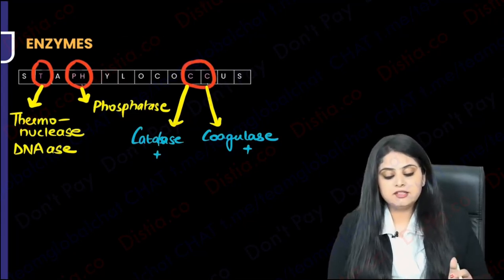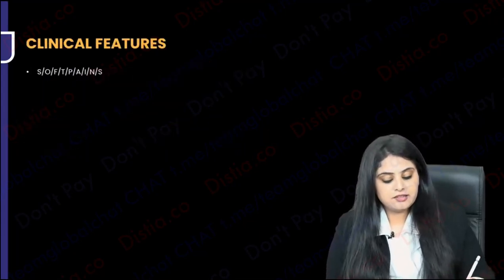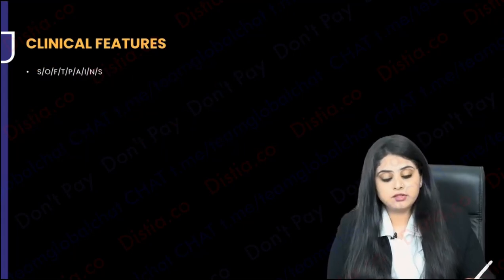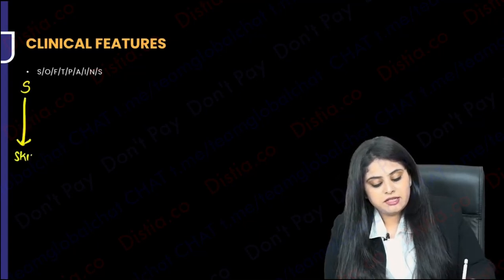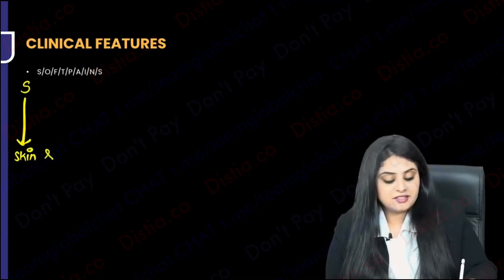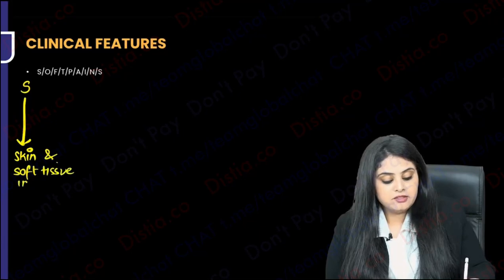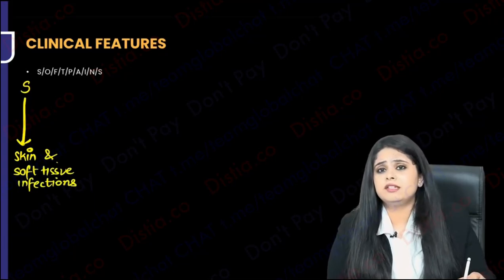Okay, enzymes are done. Let's move on to the clinical features. That also has a mnemonic called SOFT PAINS. What is SOFT PAINS? So S is going to stand for all the skin and soft tissue infections. That's such a vague term to use. Skin and soft tissue infections means you could have abscesses, furuncles, cellulitis, so many things possible.